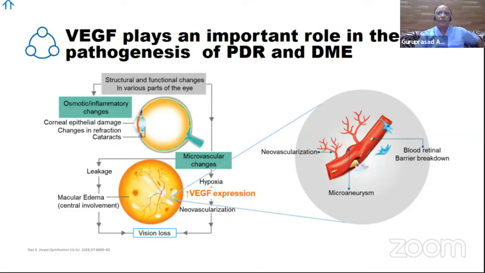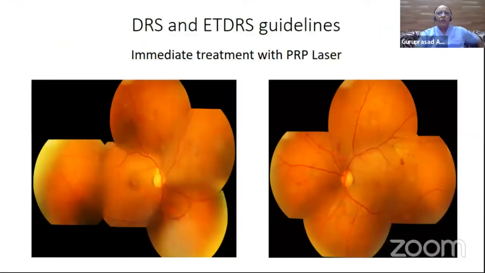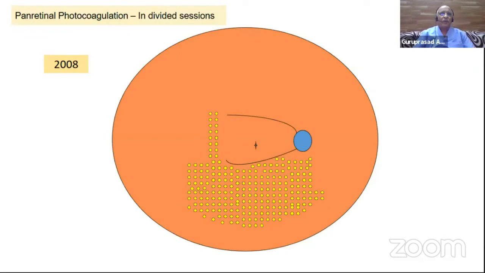PDR and DME both. According to the ETDRS and DRS guidelines, when you have a picture like this, a proliferative diabetic retinopathy with either a neovascularization or preretinal hemorrhage, which is actually clubbed under the high-risk characteristic PDR, immediate treatment with PRP laser is advisable. So this is how we do pan-retinal photocoagulation or PRP.